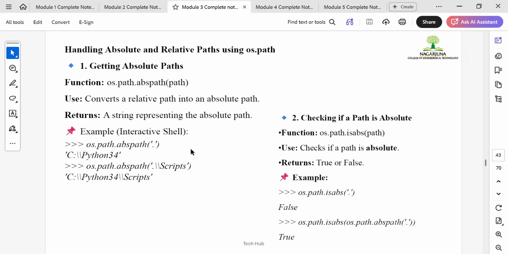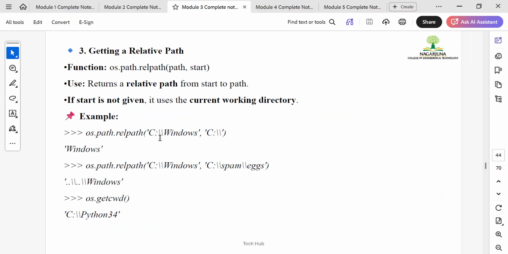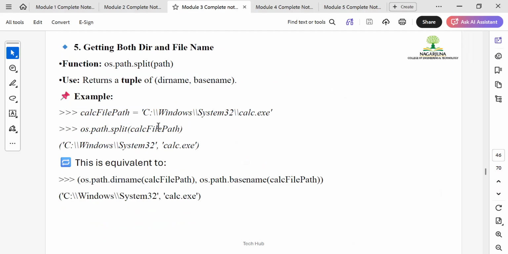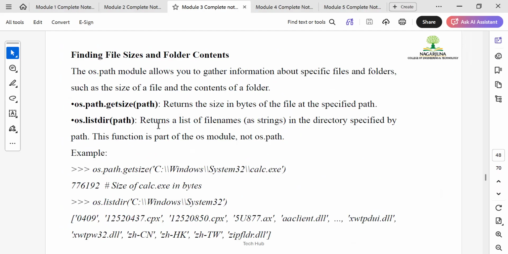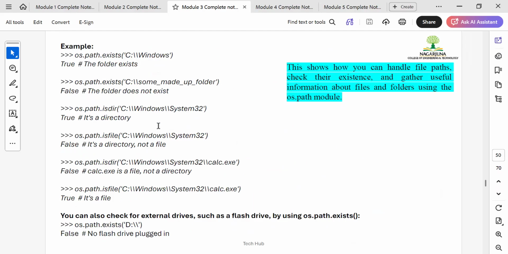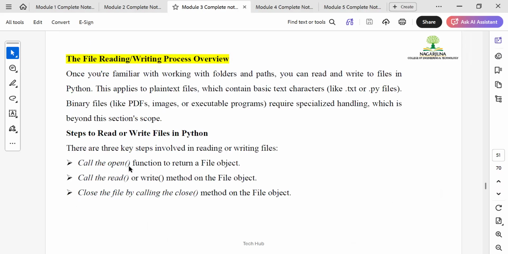Okay. What is os.path? Then, a very important question is the os.walk method. That you must follow. And please practice these things.